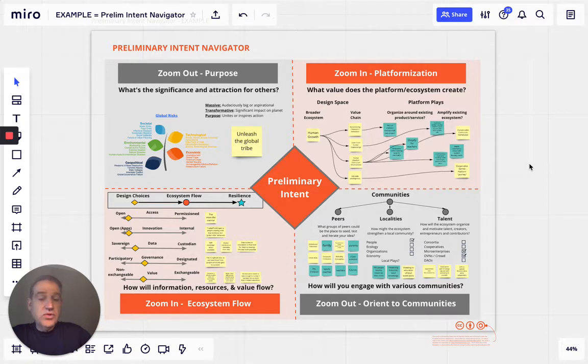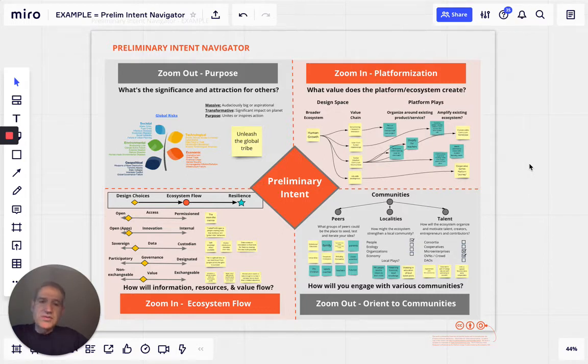When should you utilize this tool? It's meant to be a preliminary conversation and hence preliminary intent at the early stages of development of a concept, and it's meant to go beyond just the identification of the idea and the concept to talk about a number of different topics that impact the ability to be successful with ecosystems and platforms.